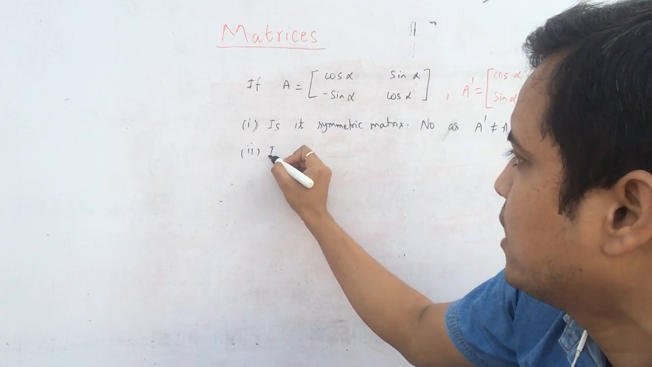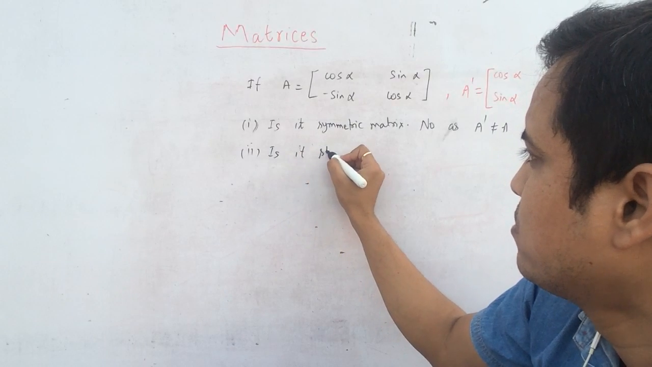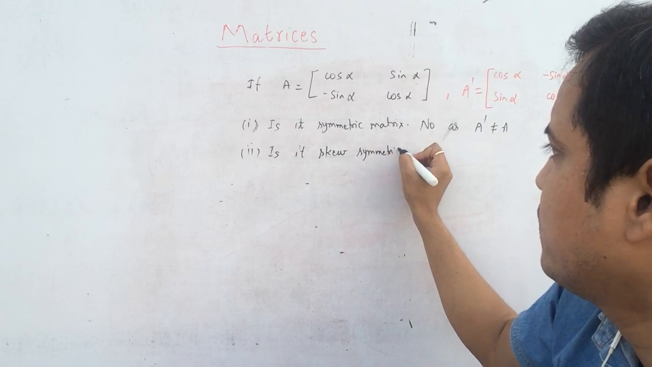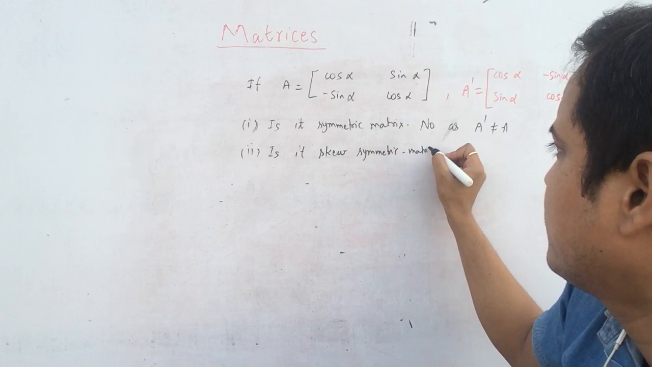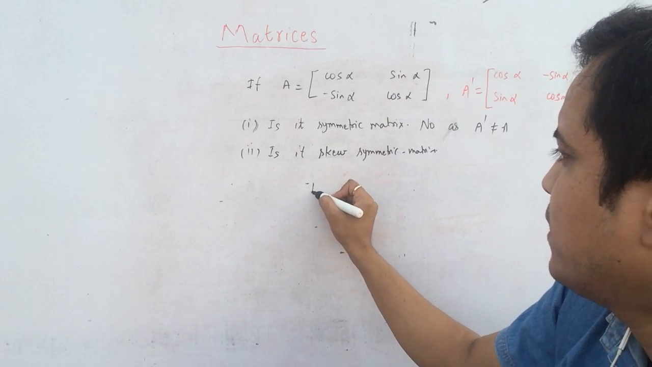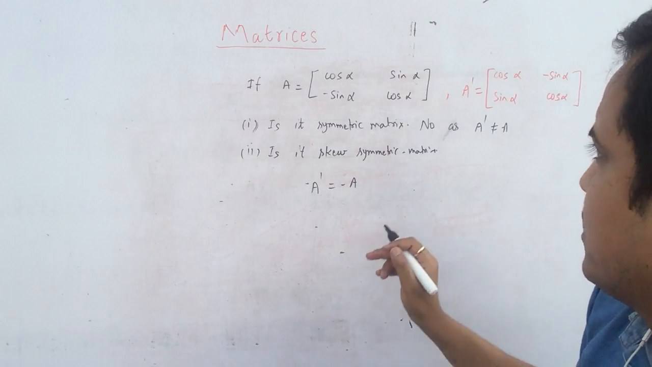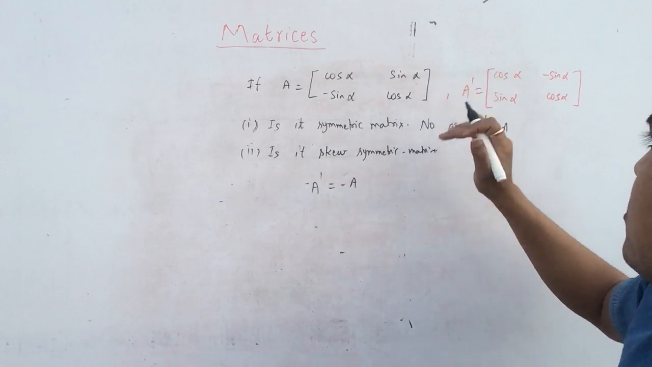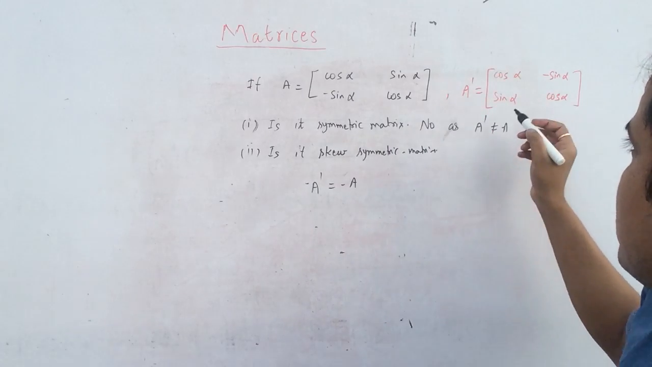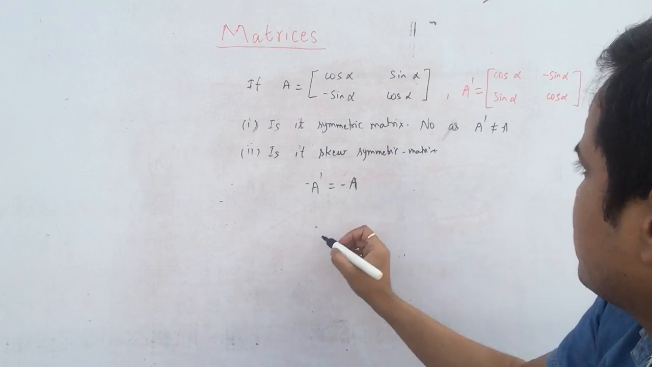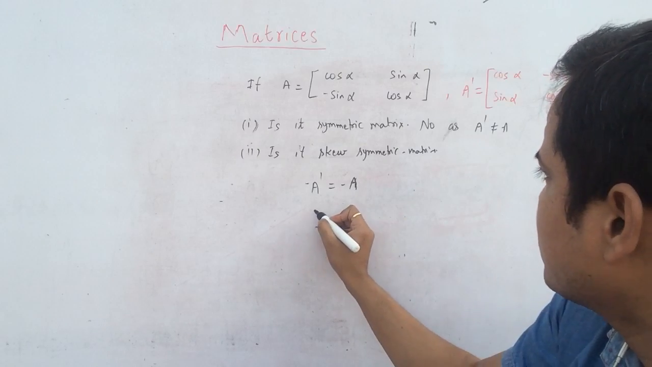Second, is it a skew symmetric matrix? So how would you check it? If A transpose equal to negative A, all right. So you have A transpose, okay. So A transpose is, write it, A transpose is what?